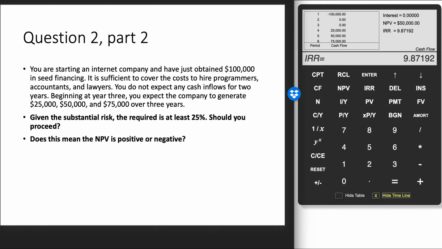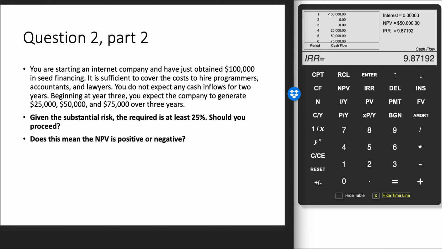So given the substantial risk, the required return is at least 25%. Should you proceed? Now think about this. The cash flows that I just inputted into the calculator, and I said, what is the internal rate of return? It gave me 10%, or just under 10%. My required return is 25%. That's a pretty substantial difference. The answer is no, I'm not going to proceed because 10% is way less than the 25% that I require.